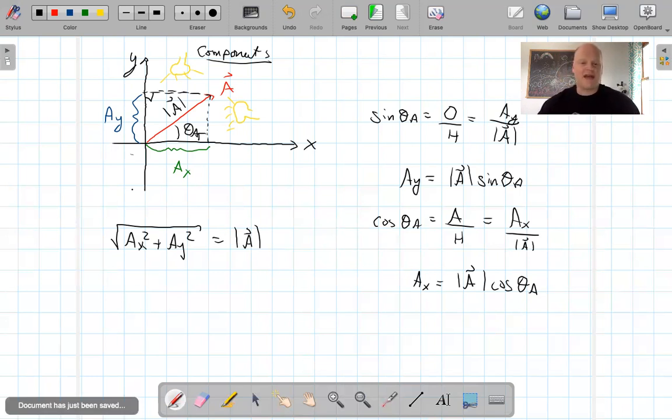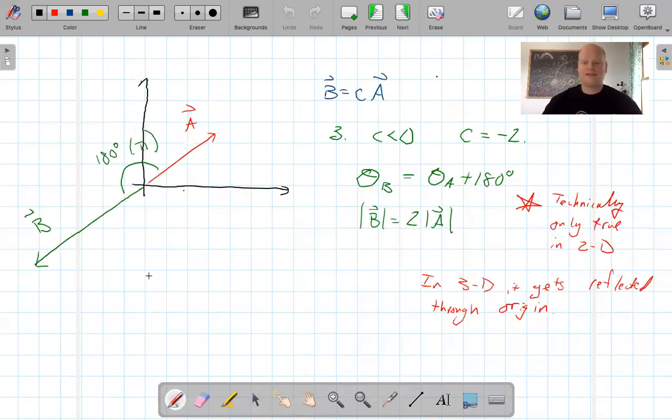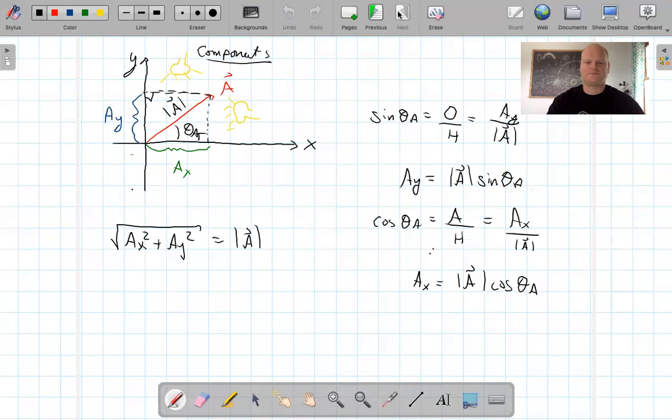And then I can find the angle of the vector itself by noting that, again using tangent, the tangent of theta A is equal to the opposite side, which is A_y, divided by A_x, which means that theta A is simply equal to the inverse tangent of A_y divided by A_x. So this is how we would actually find the components.